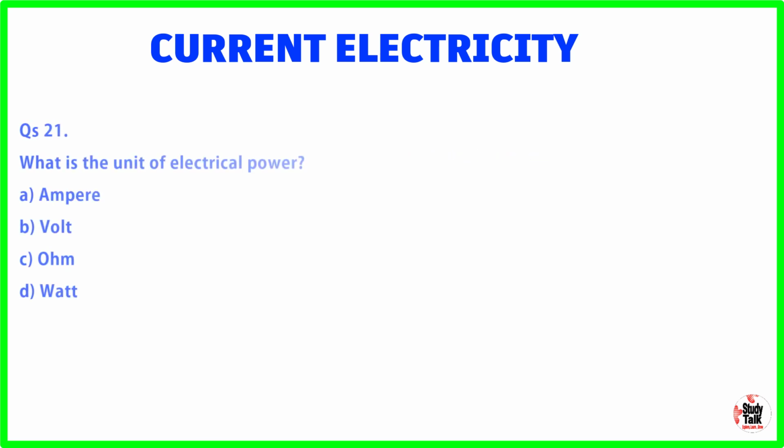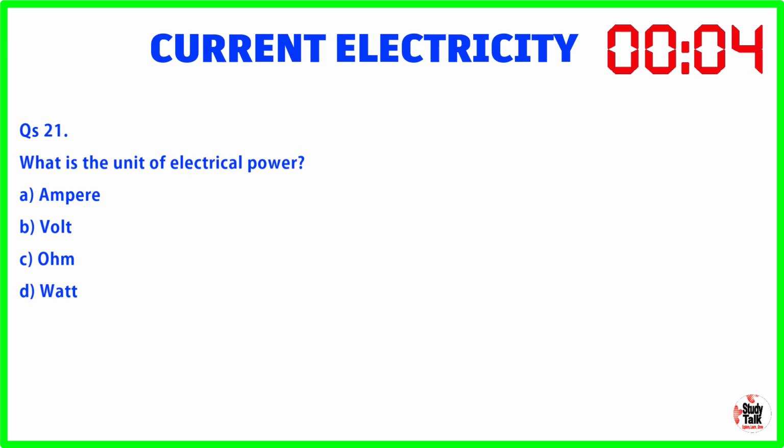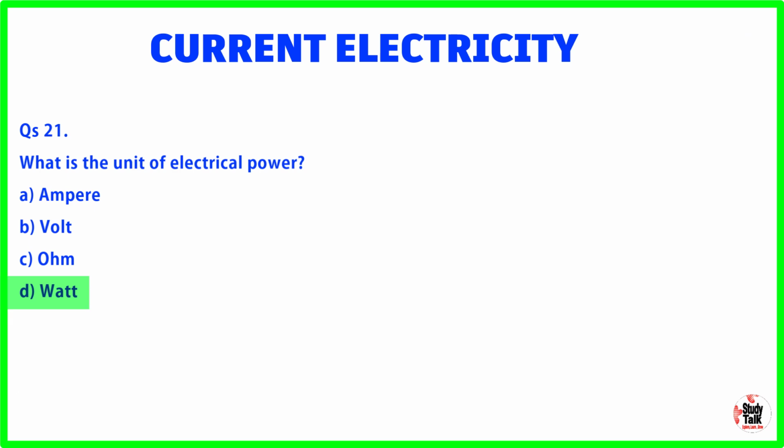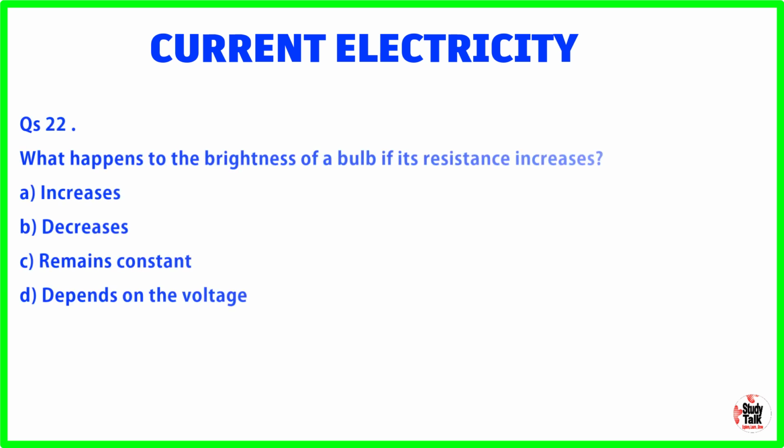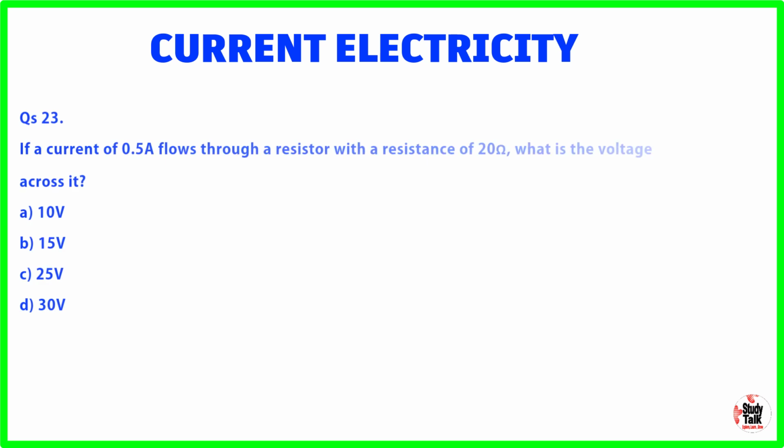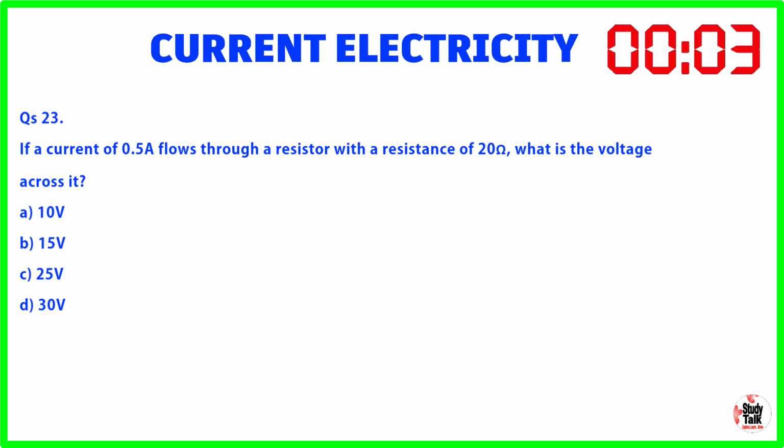What is the unit of electrical power? Watt. What happens to the brightness of a bulb if its resistance increases? Decreases. If a current of 0.5 ampere flows through a resistor with a resistance of 20 ohm, what is the voltage across it? 10 volt.